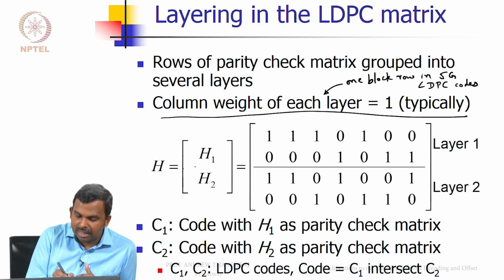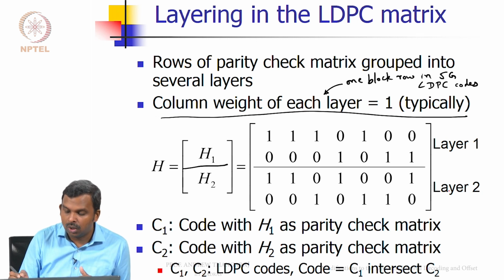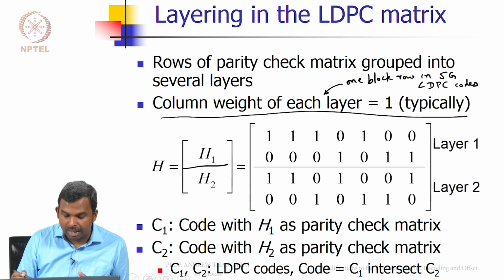I have split my parity check matrix into two layers, layer 1 and layer 2, and these are the two layers. Okay. You can see the first layer has just a single 1 in each column. Okay. Column weight is 1. Similarly, the second layer also has a column weight 1. These two together specify the overall parity check matrix.